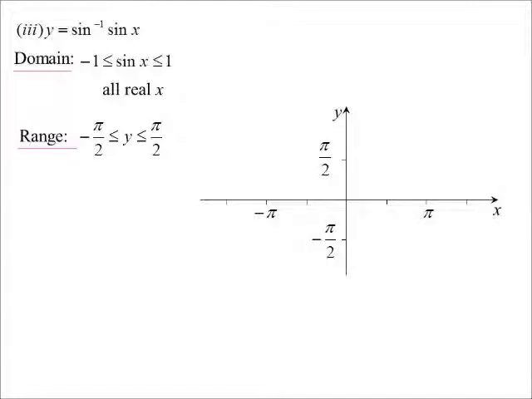Well, it's obviously going to look something like the line y equals x, because inverse sine and sine would cancel out. But it's not going to be the complete line y equals x, because we said the domain was in between minus 1 and 1. And we said the range was in between minus pi on 2 and pi on 2.